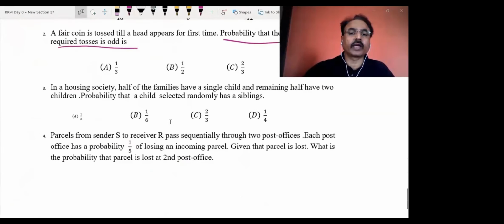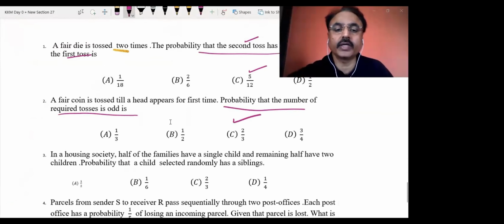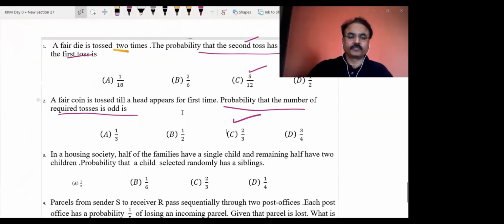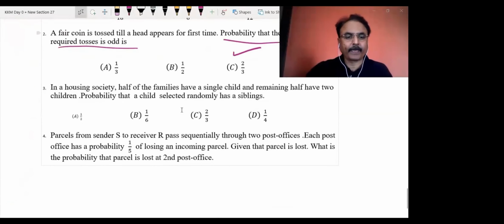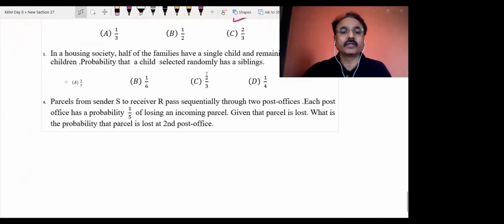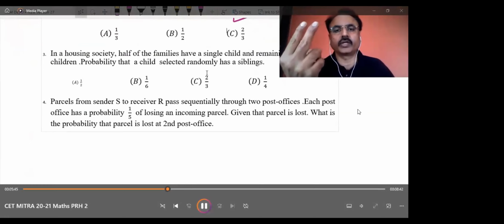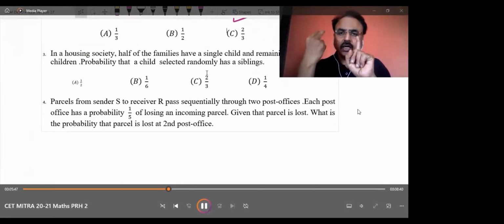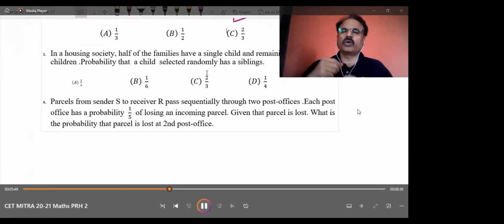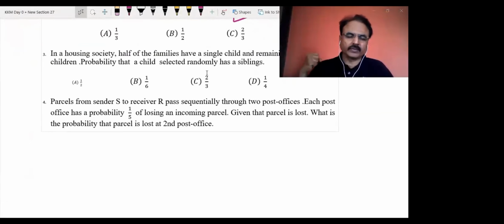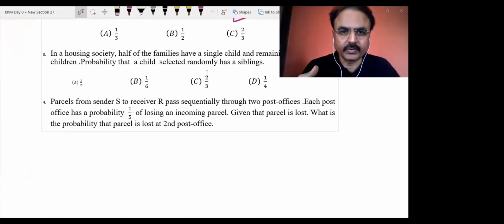Third question. It's completely different. In a housing society, half of the families have got one child, single children. Half of the families have got two children. So half one child, half two children. Now close your eyes and pick any one child and ask the question.